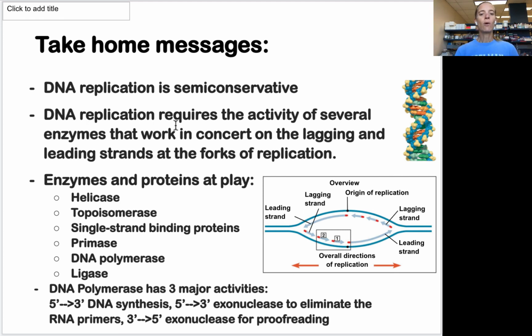DNA replication requires a lot of enzymes that will initiate DNA replication at the origin of replication, with the two replication forks at each end, and that way they will be able to replicate both the leading strand and the lagging strand. Each of the enzymes is important, and you must know both their role and their names. And finally, I want to remind you of the three major activities of the DNA polymerase: the 5' to 3' DNA synthesis, the 5' to 3' exonuclease activity, and the 3' to 5' proofreading exonuclease activity.